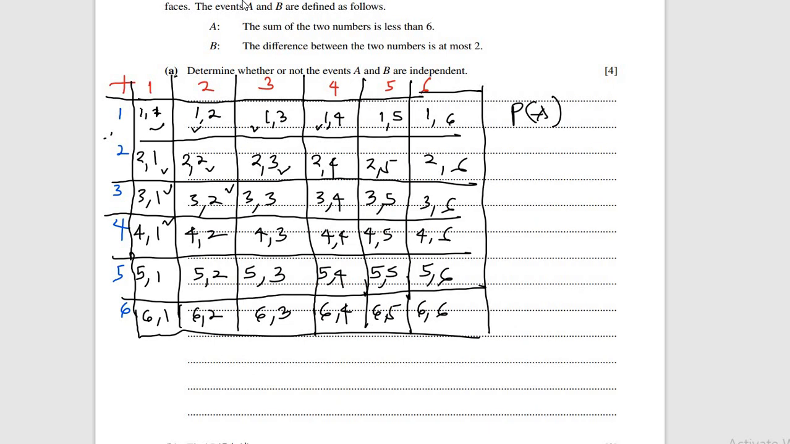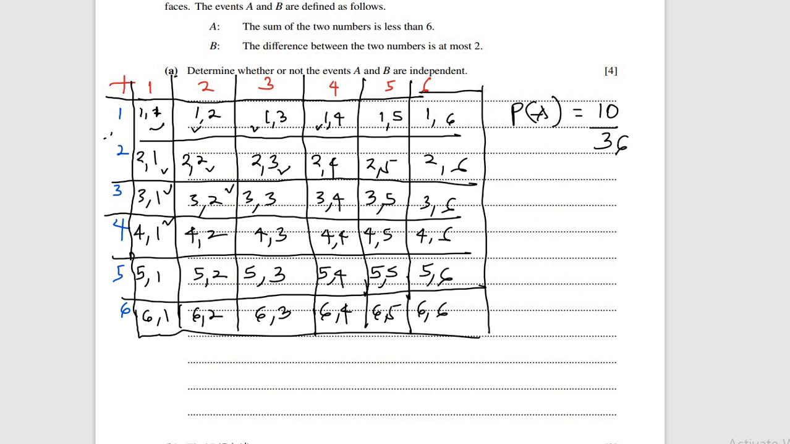Let's count them. 1, 2, 3, 4, 5, 6, 7, 8, 9. Let me count again. 1, 2, 3, 4, 5, 6, 7, 8, 9, 10. Yeah. Sums that are less than 6. Probability is 10 over 36.